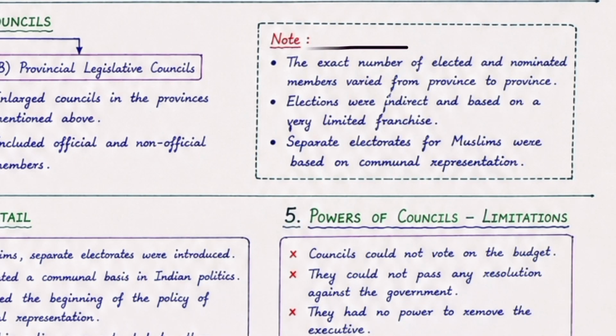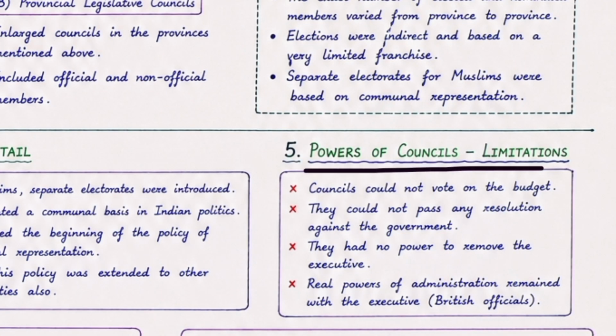Let's look at this aspect. The exact number of elected and nominated members varied from province to province. Elections were indirect and based on a very limited franchise. And the next point is that separate electorate for Muslims was based on communal representation.